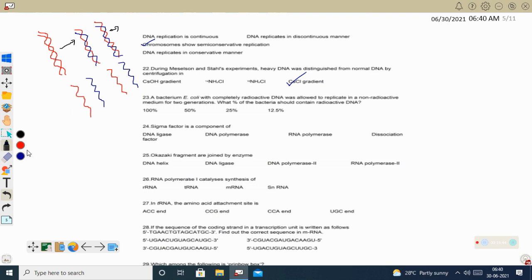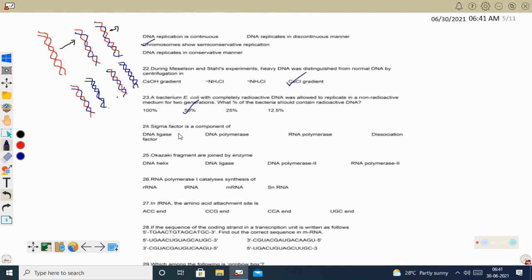Okay, now as it is growing in a non-radioactive medium, it will produce a new strand which is non-radioactive on this, and this produces a hybrid DNA, and this will produce a non-radioactive DNA, and this will produce a hybrid DNA, and this will produce a non-radioactive DNA. So here again we will get two hybrid bands and two non-radioactive bands. So two bands will show radioactivity, two bands will not show radioactivity. That means equally it will show the radioactive and non-radioactive band. So 50% of bacteria will show radioactive band after two generations.